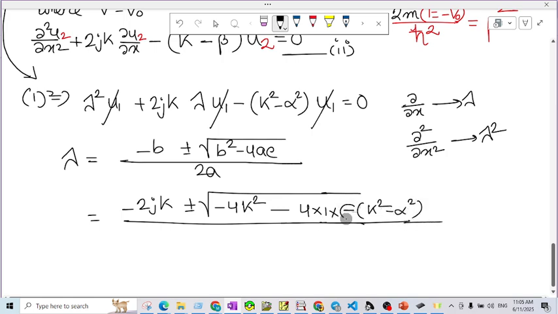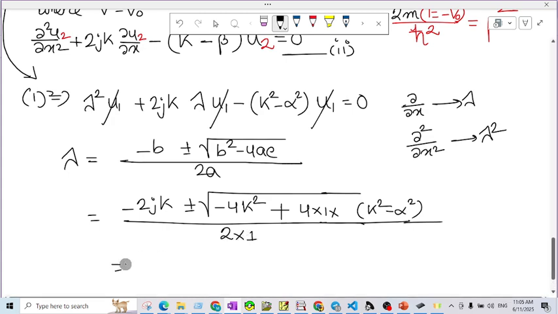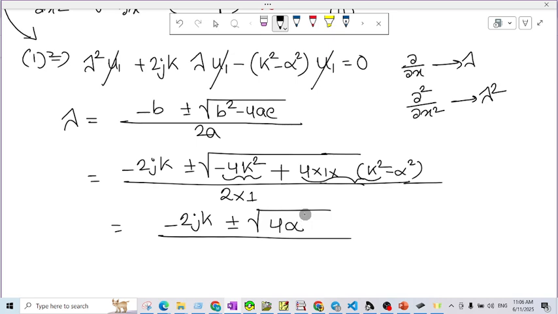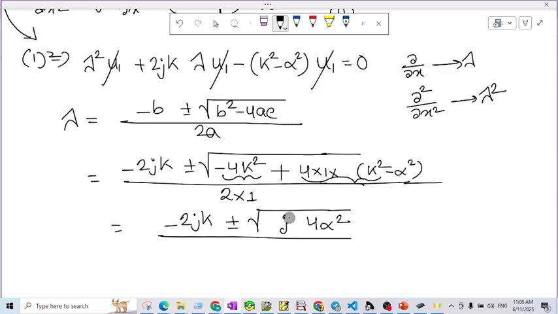Okay, so this minus and this minus will become plus here, then here 2 into a. So this minus 4k square and this plus 4k square cancel out, and we will have minus 2jk plus minus 4 into alpha square. Let me write it clearly. We will have minus 4 into alpha square. That means minus, what does it mean by minus? Minus means j square, right?